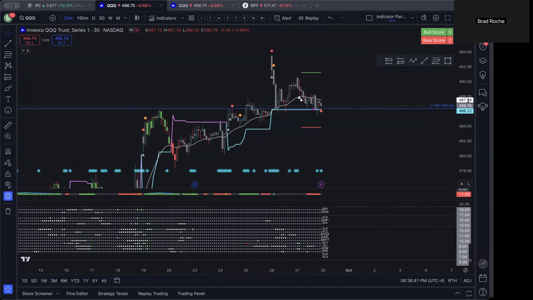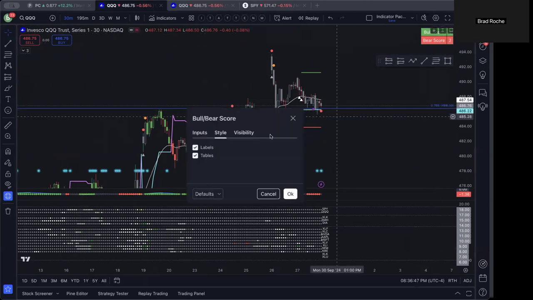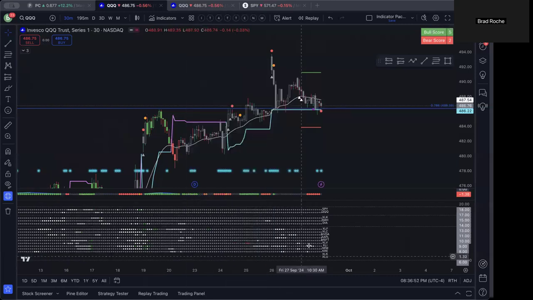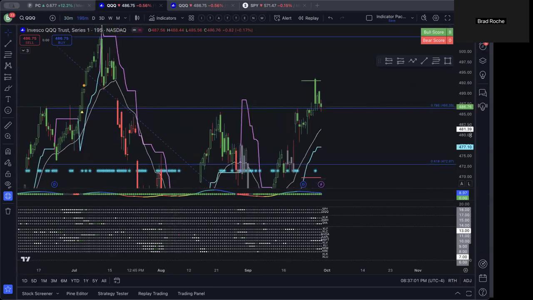So you can see the 30-minute chart for QQQ right now is a bull score of 5, a bear score of 2. Something nice about this is if you go into here, you can see show score details, and it's going to give you the breakdown of why the score is the way it is. It's going to give you a breakdown of every single piece, and it changes for every time frame. Like you can see the 4 hour.